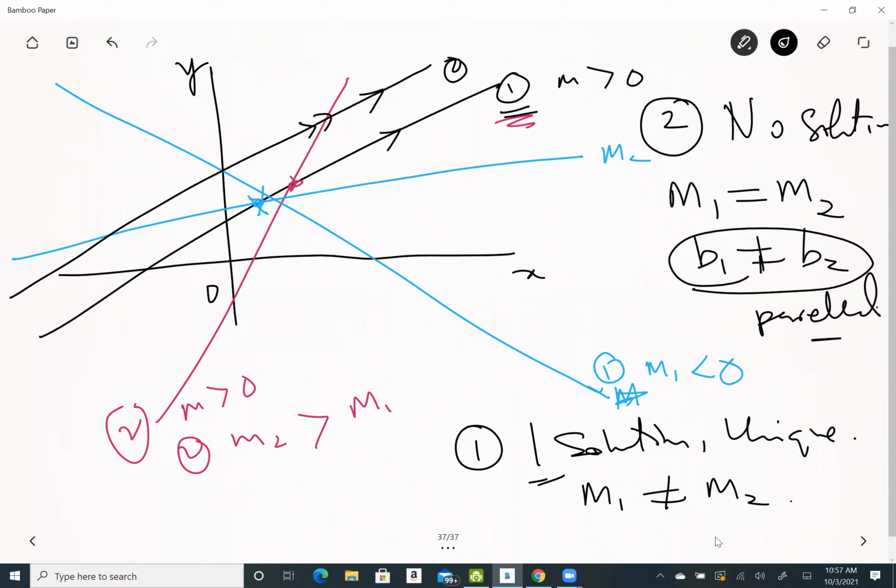Now, number 3, when you have infinitely many solutions, what about the lines? What about the slope and the intercept?